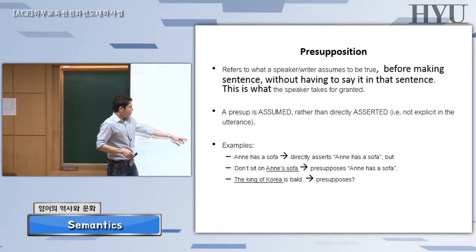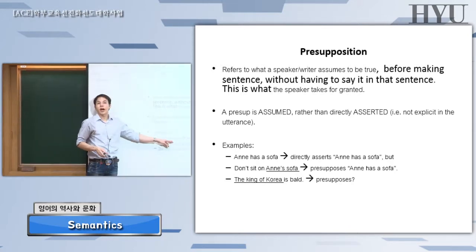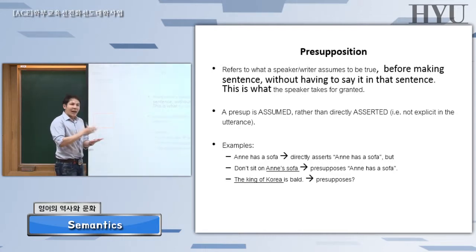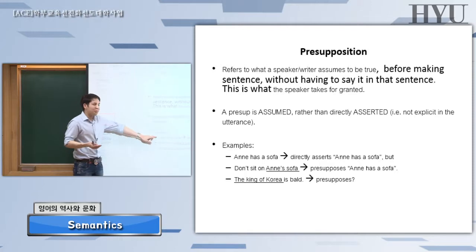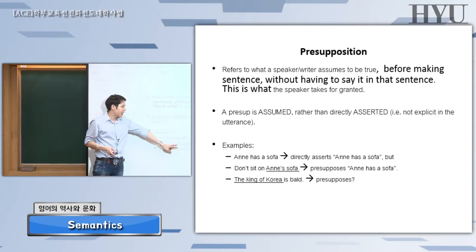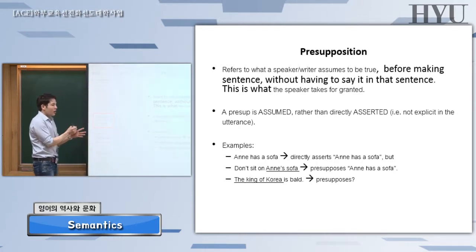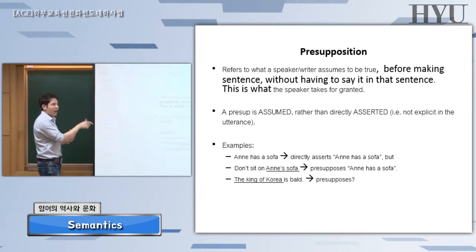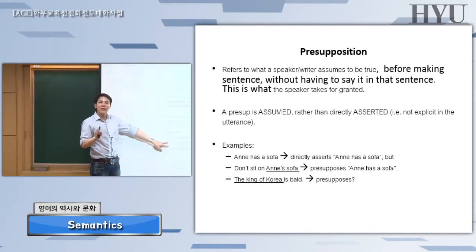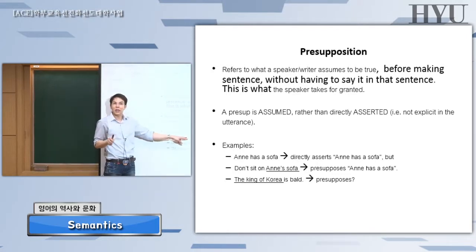So, for example, when you say Anne has a sofa, right? This is not a presupposition. It means Anne has a sofa, right? So this explicitly says that Anne owns a sofa. It explicitly asserts that, okay? But if you compare it to the second one, don't sit on Anne's sofa. Anne's sofa here, the writer or the speaker, when he utters that sentence, he doesn't have to say Anne has a sofa, right? He doesn't have to say that.